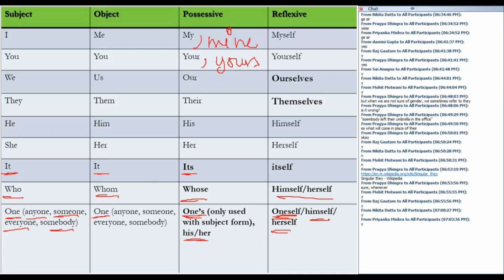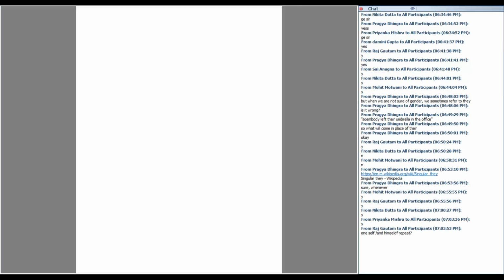Okay. Many times, because grammar is in a state of flux, many people use ours also. Many people use hers also, especially Americans. Rather than using her, they will use hers. Rather than using our, they will use ours. So in American English, that is acceptable. Okay. One's and oneself versus himself, repeat. I will explain this with the help of an example.